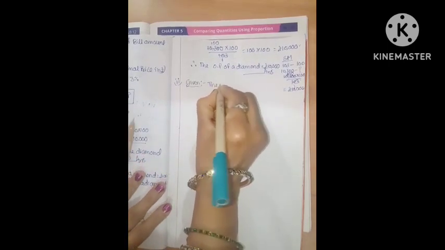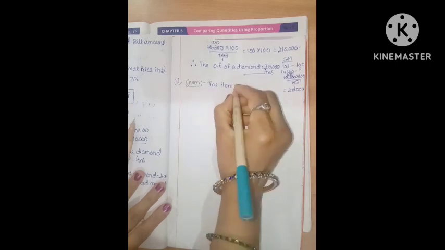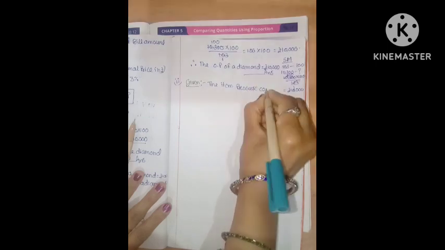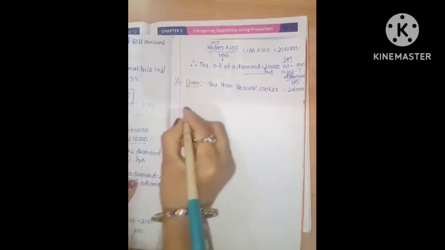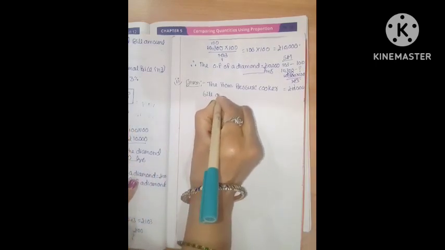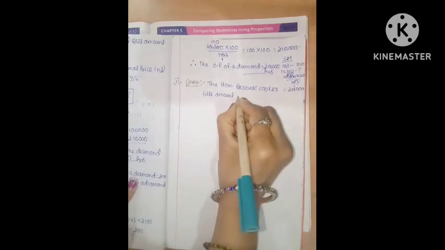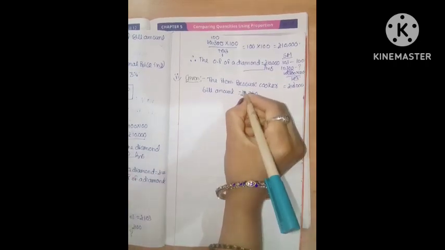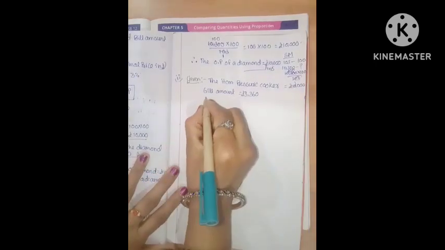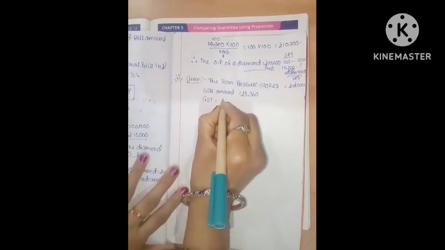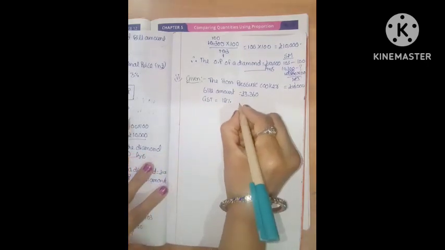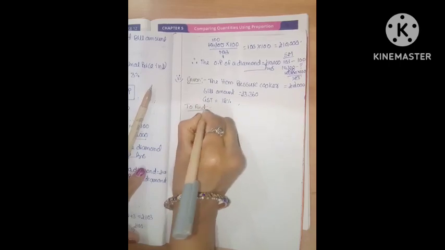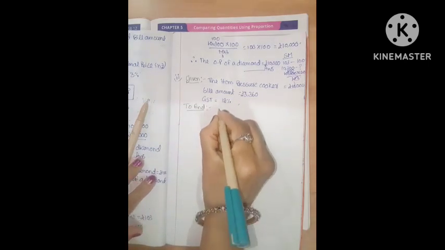The item, pressure cooker. Pressure cooker bill amount is given, that is 3,360 rupees. Next, the GST percentage is given, that one is 12%. Next, to find the original price or actual price.